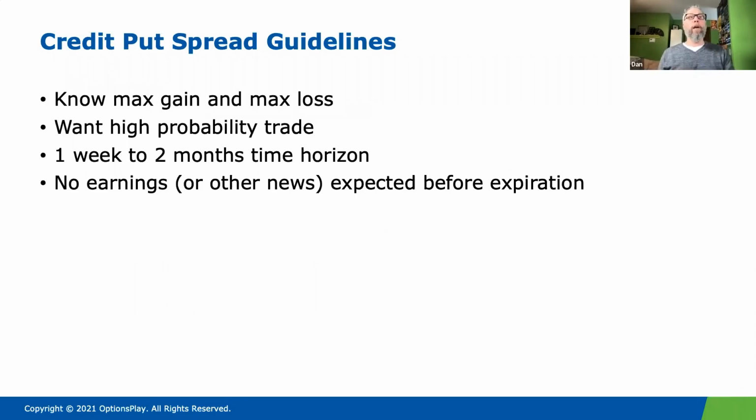Here we always want to know our max gain and our max loss. We want a high probability trade, which this will be if we set it up properly. We'll talk more about that in a minute too. We want a one week to two month time horizon until expiration when we put the trade on. And we want no earnings or other news expected before the expiration of the options we're considering using.